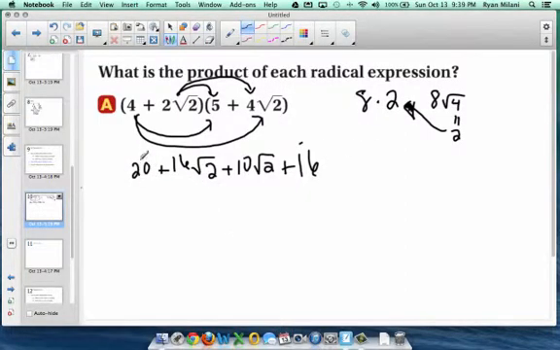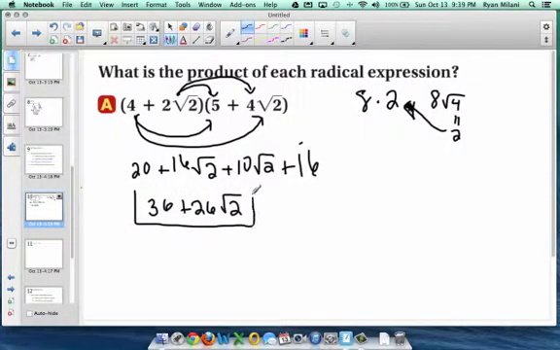Now I'm just going to combine like terms. 20 plus 16 gets me 36. And just like before, since my square root of 2's match perfectly, I add my coefficients, and I get 26 on the square root of 2. And that is my final answer.